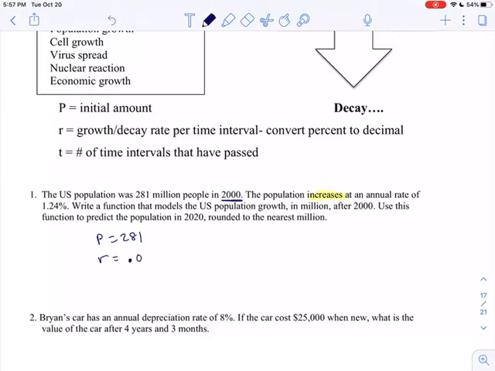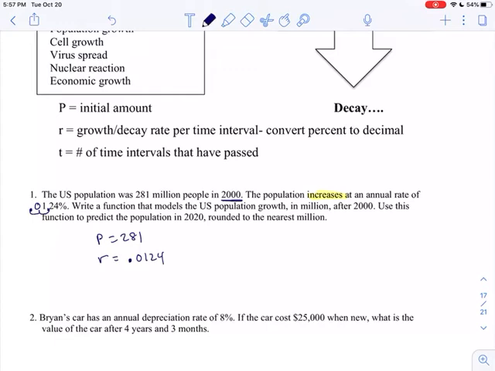So my rate, I need to take that 1.24% and I need to change it to a decimal. So I'm just going to move that decimal over 2 places and it's 0.0124. So I took the decimal right here and I moved it 2 places to the left and it became 0.0124.